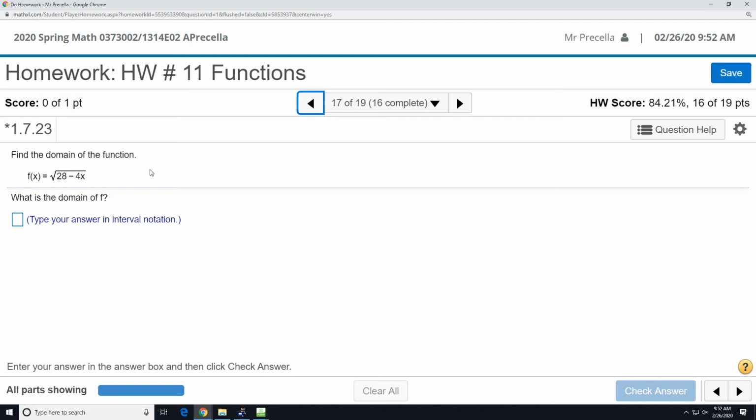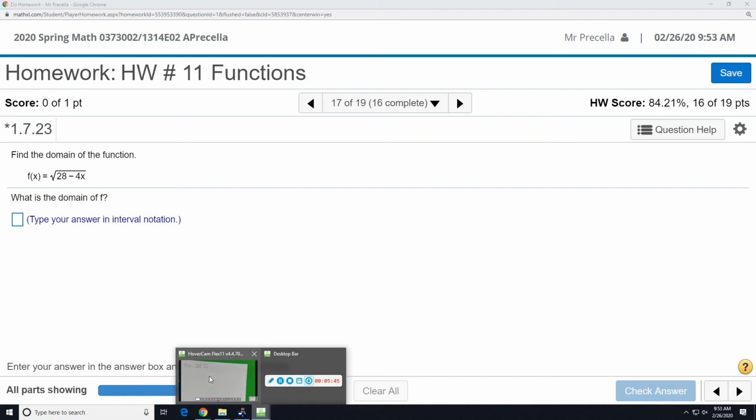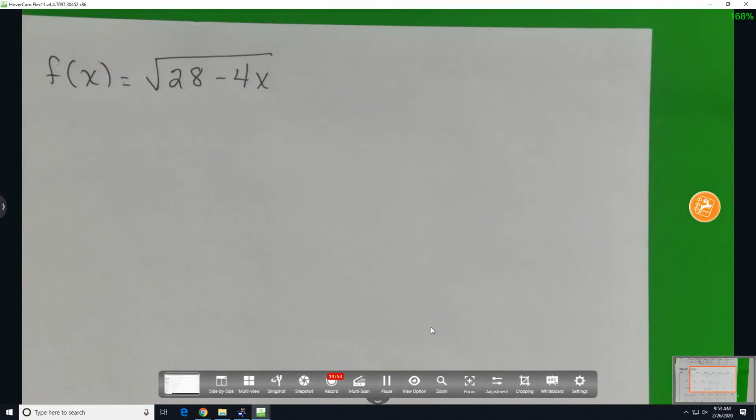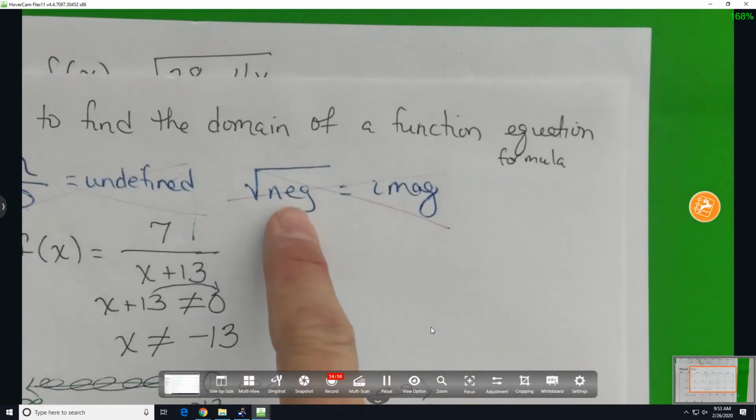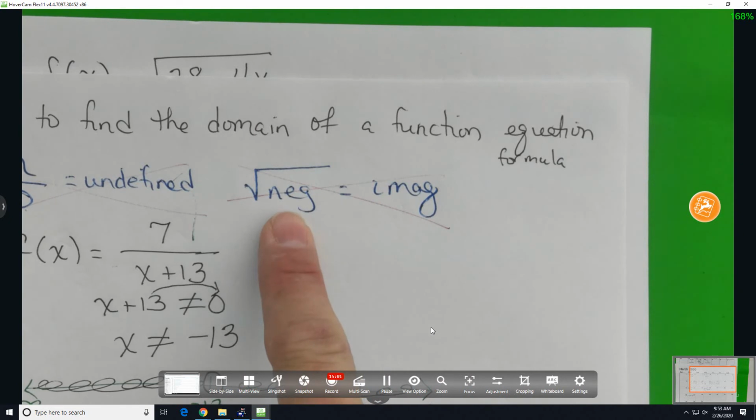Problem number 17. We're trying to find the domain of f of x equals the square root of 28 minus 4x. Find the domain. And this is one where you have to type in the answer. It's not multiple choice. Right? Well, we had said for square roots, we do not want negative numbers under the square root.